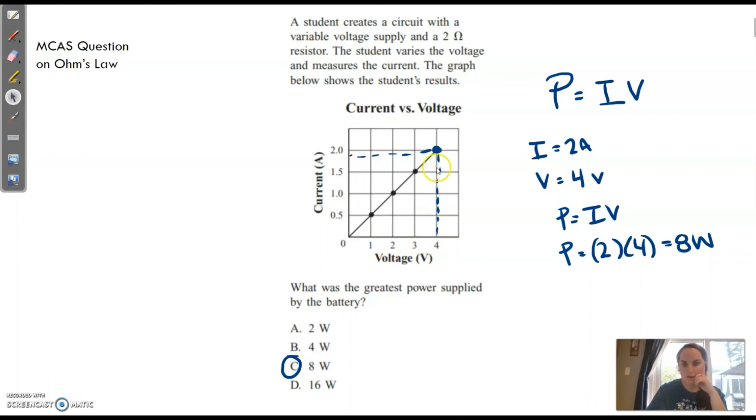So the voltage is increasing, right? We see at 4 volts, the current is at 2 amps. So what we need to do is just use that data. That's our highest voltage, that's our highest current. So let's use both of those to solve for the most power. So the greatest power supplied by the battery is going to be 8 watts.